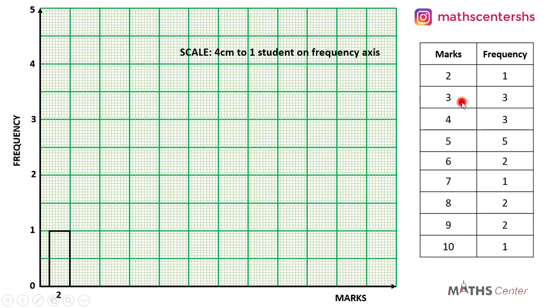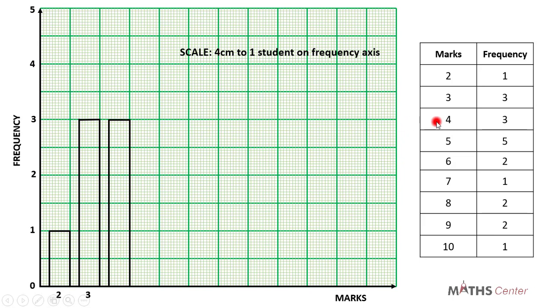We move on to the next one. Remember that we are leaving 3 minor divisions between the bars. So you leave 3 minor divisions, and then we will draw the next bar, which is for the mark 3. The frequency is at 3, so the height will be at 3. Then we will leave 3 minor divisions, and then we will draw the next bar, which is for 4. And the frequency of 4 is 3. So the height of the bar for 4 will be at 3.